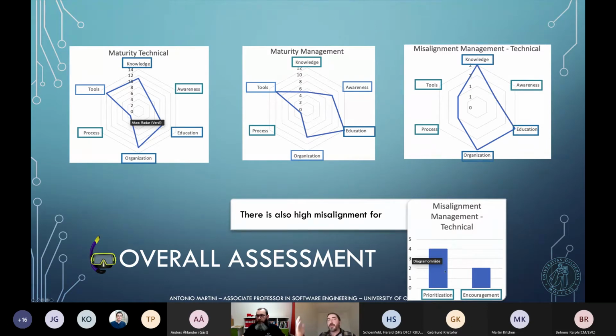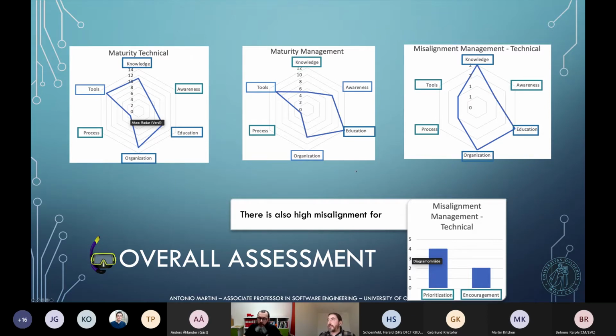So if the managers think they have a way to prioritize, and it's very different from the technical roles, you can see here a big bar. And actually, yes, this can actually happen. The same for the encouragement and the same for all the other ones: knowledge, awareness, education, organization, process, and tools.